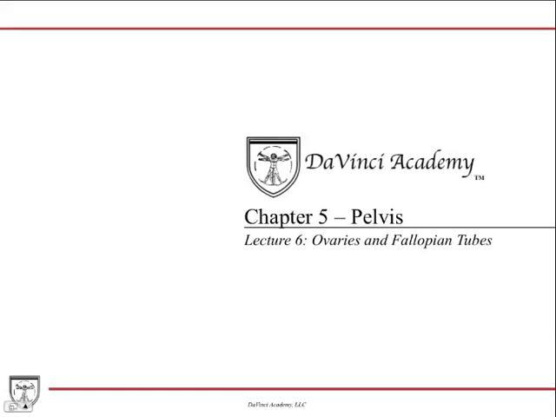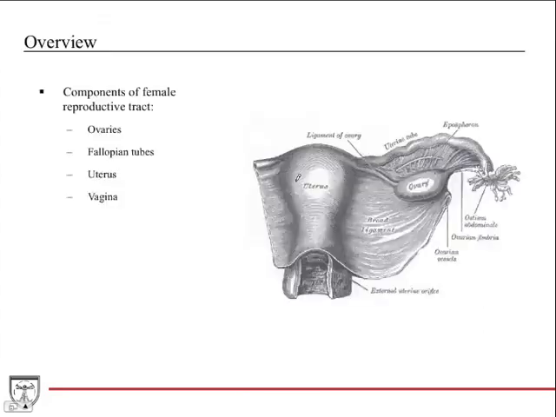All right, so this is the first of 3 lectures on the anatomy of the female reproductive tract. In this first lecture, we're going to be covering the anatomy of the ovaries and the fallopian tubes. So first, we're going to discuss the components of the female reproductive tract, just to give you an overview.